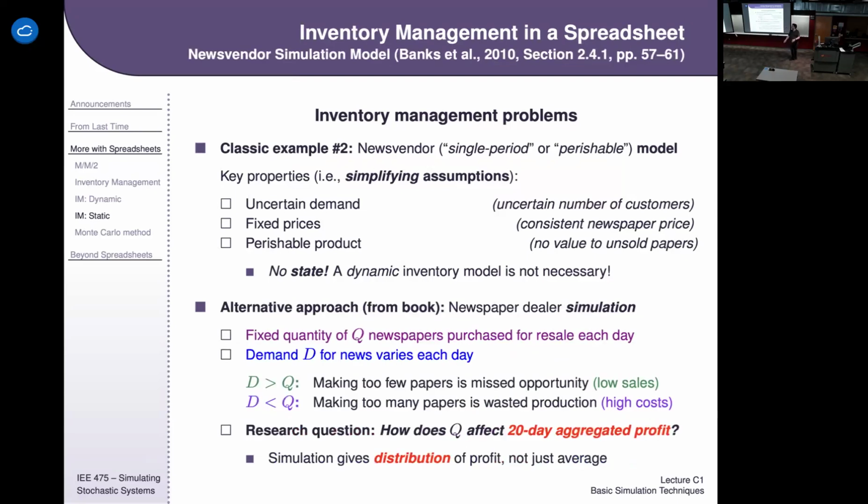So an alternative approach, and this is something that is done in the book here, is to build a little sim, and you can do this in a spreadsheet, where we model this as saying we've got a fixed quantity of newspapers we buy for resale each day. We have a demand that varies each day, just like before. If our demand is greater than what we bought, then we're making too few papers. It's a missed opportunity. If our demand is less than the quantity, then we've wasted by buying too many papers, so that's high costs. And so we can ask a question: how does the quantity of newspapers affect our 20-day aggregated profit? And our sim then will not just give an average, it'll give a whole distribution.